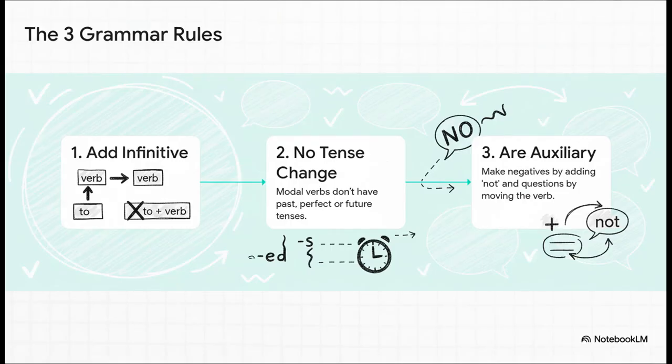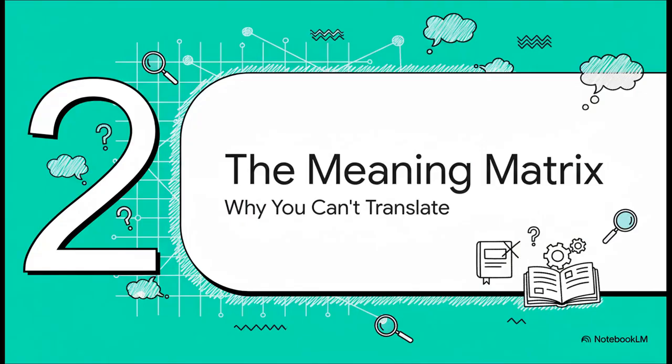Now here's the good news. Grammatically, these guys are super predictable. They follow 3 unbreakable rules. It's great. Rule number 1, they are always followed by the simple base form of a verb. No to. So it's I can go, not I can to go. Rule 2, they never change. No S for he or she, no ED for the past, they just stay the same. And third, when you want to make a question or a negative sentence, you just work directly with the modal. It's can you, not do you can. Simple as that.